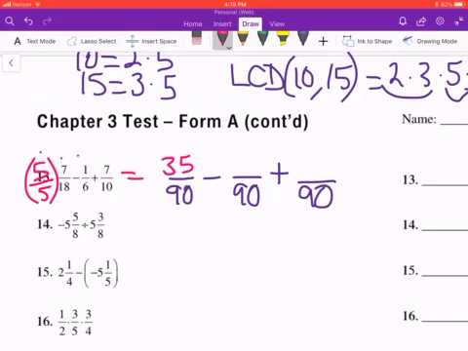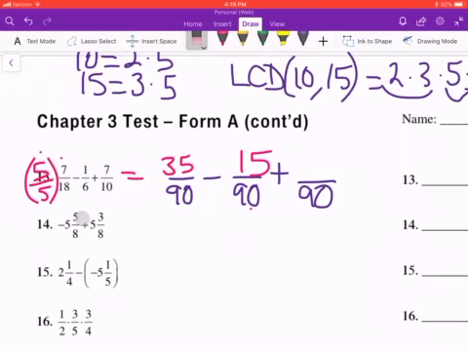Then for the second fraction, 1 over 6, to convert the 6 into a 90, we need to multiply by 15. So 15 and 15. So we're going to get 15 times 1 is 15. 15 times 6 is 90.